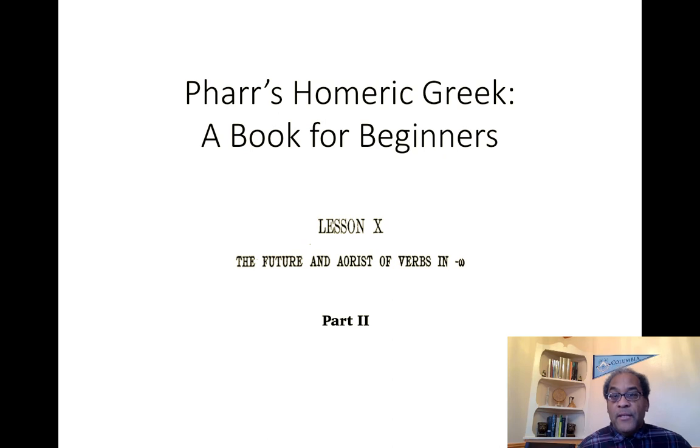Okay, so that's it for lesson 10 of Pharr's Homeric Greek. We're only 4 lessons away from really starting to read Homer, because most of the verbs in Homer are aorists and imperfects and second aorists and presents. So take the time to do your repetition drills and learn this material as well as you can, and be prepared to move forward.